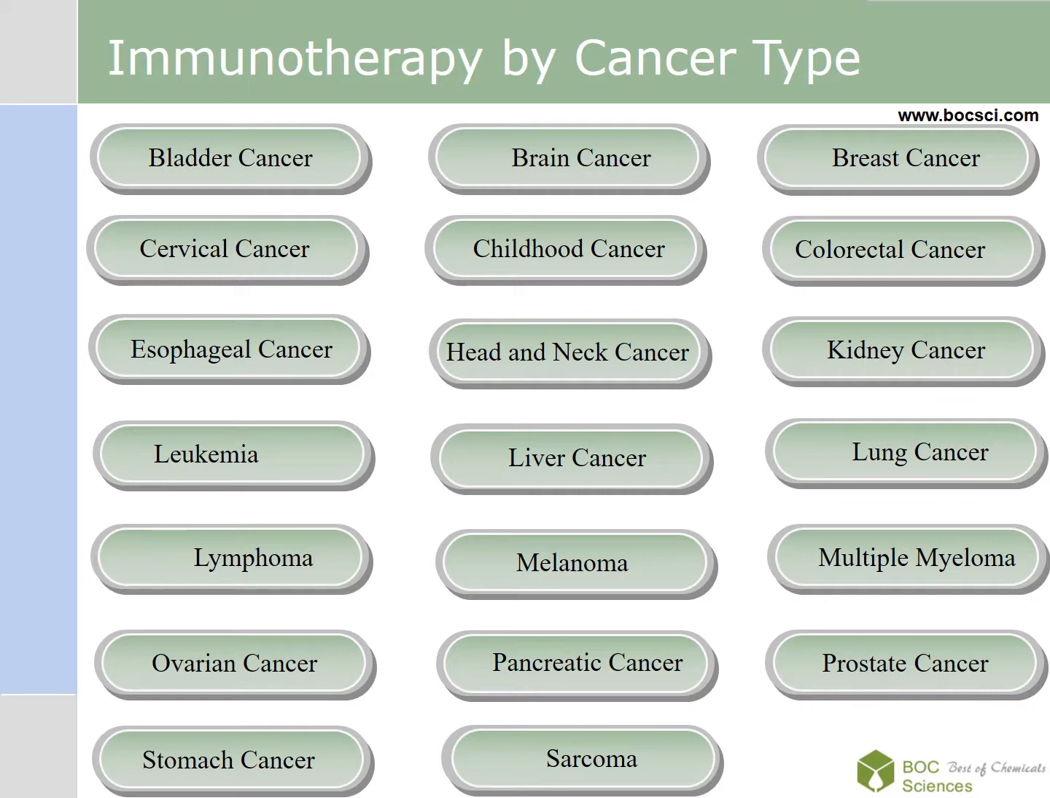From the preventive vaccine for cervical cancer to the first therapy ever proven to extend the lives of patients with metastatic melanoma, immunology has already led to major treatment breakthroughs for a number of cancers, such as bladder cancer, brain cancer, breast cancer, cervical cancer, childhood cancer, colorectal cancer, esophageal cancer. Every cancer type is unique, though, and immunology and immunotherapy are impacting each cancer in different ways.